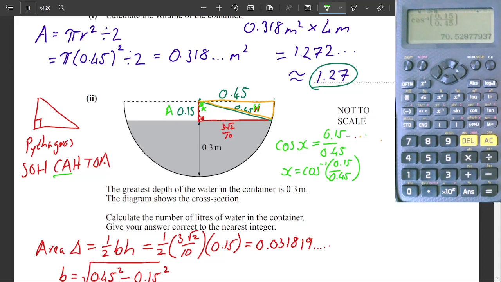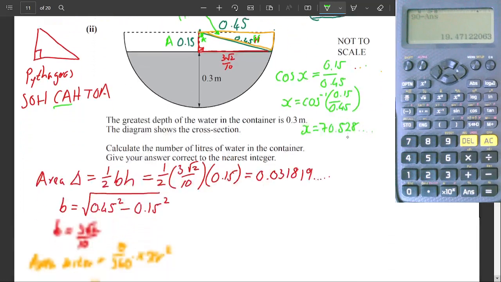Again, let's put at least 4 significant figures, if not more. Having found that, we can now work out the angle there, the angle of our sector. All we need to do is subtract it from 90. And there we go. That angle there is 19.471 at least.